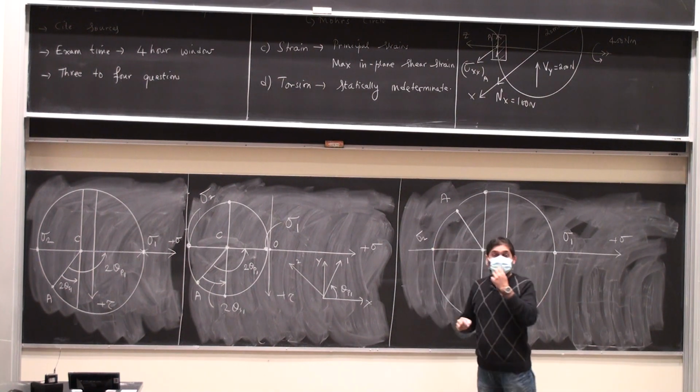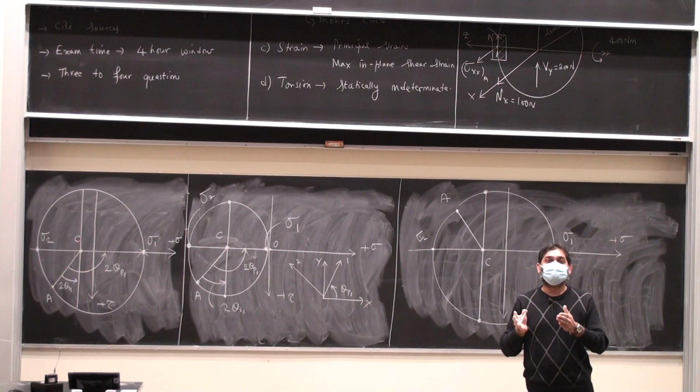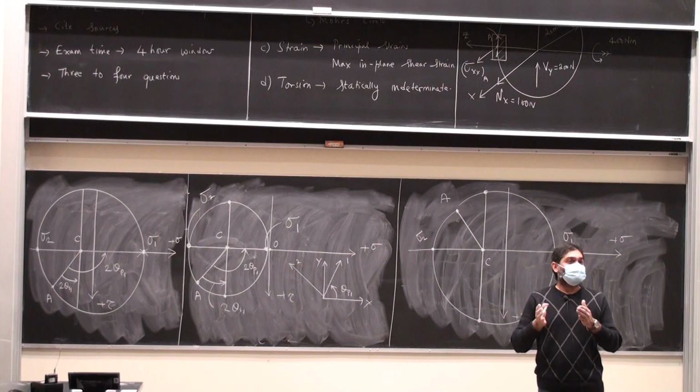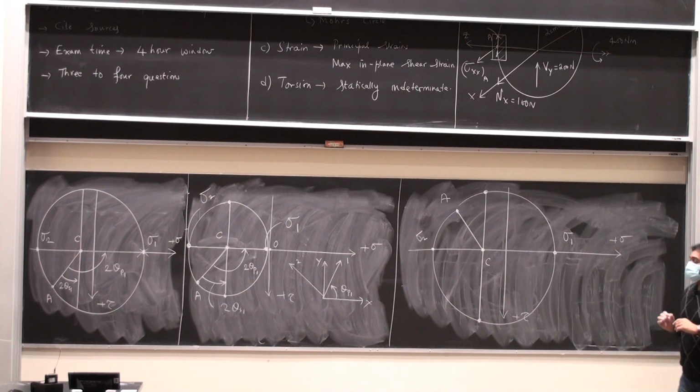There is actually a third value which is sigma 3, which is 0, because there are 3 stresses, 3 planes: x, y, y, z, x, z. If you're doing a plane state of stress, the third principal stress value is 0. We're not going to talk about that.